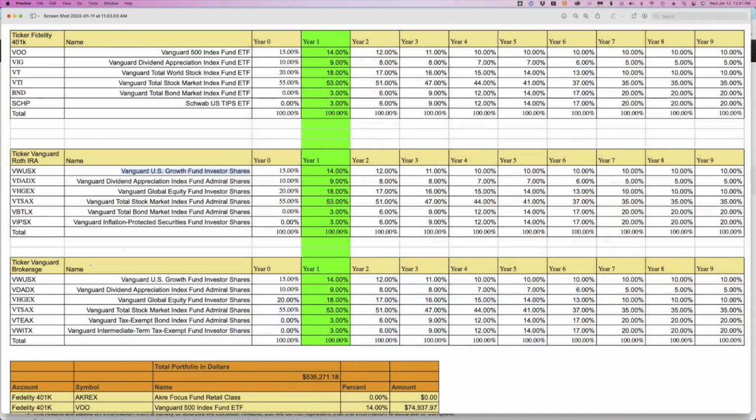If you look at it here, he's got the US growth fund here, he's got the dividend appreciation fund here. Now, he doesn't have the same percent in each, but he has them both in his Roth IRA. He has just the dividend appreciation in his 401k. And if we go down to the brokerage account, he has both.